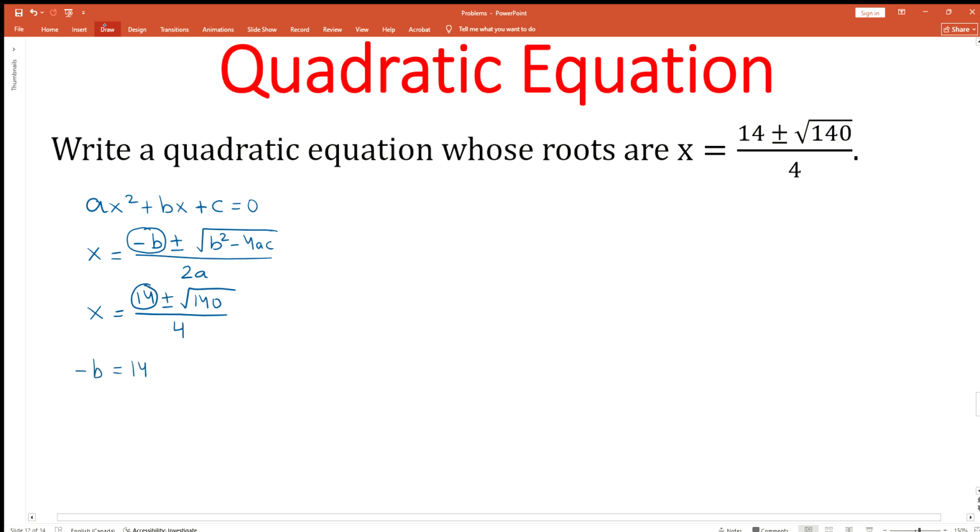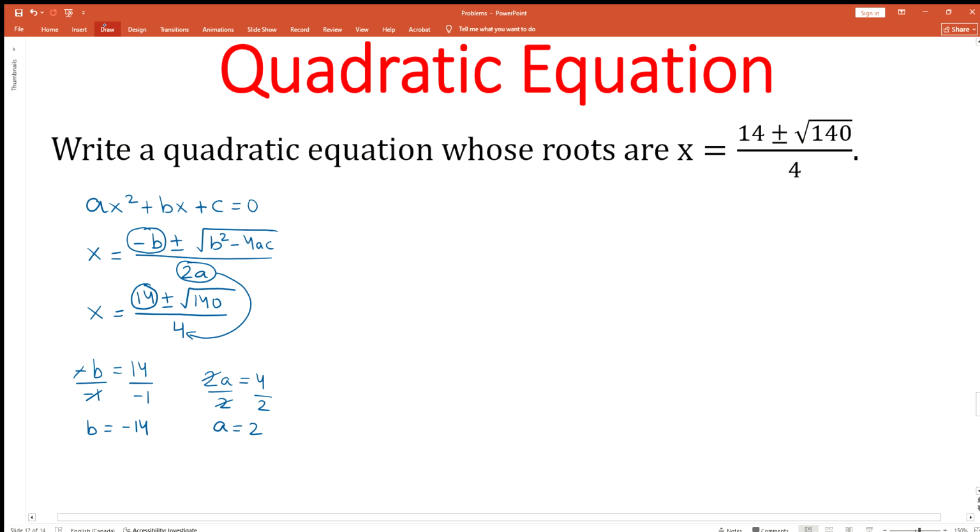We can change negative b to positive b by dividing both sides by negative 1. So b is equal to negative 14. Next, we can find the value of a by comparing the denominators of the quadratic formula and the given roots. As per the comparison, 2a should be equal to 4. We can find the value of a by dividing both sides by 2. I get a equals 2.